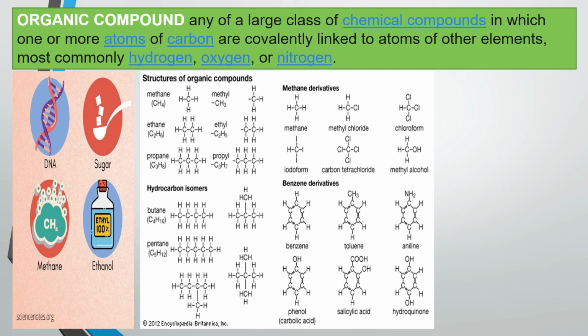So, usually, this organic compound can be found in all living things. Okay? So, our tissues, our DNA, they are composed of organic compounds. And also, methane, ethanol, the alcohol that we use, they are composed of organic compounds. The sugar, the things we eat, they are also composed of organic compounds.